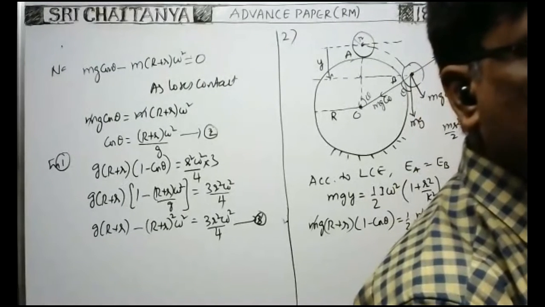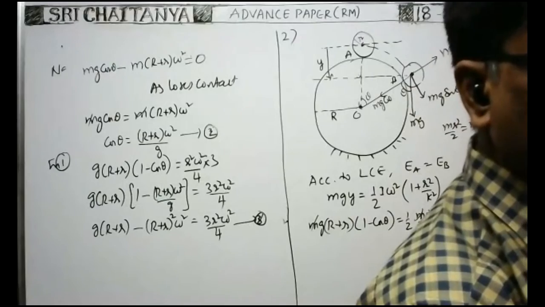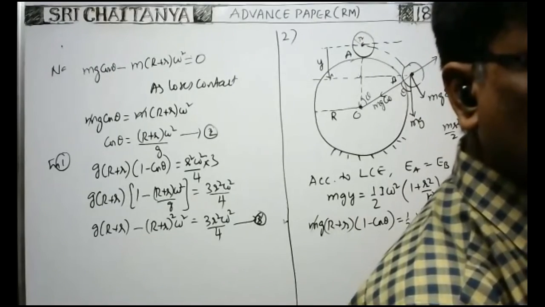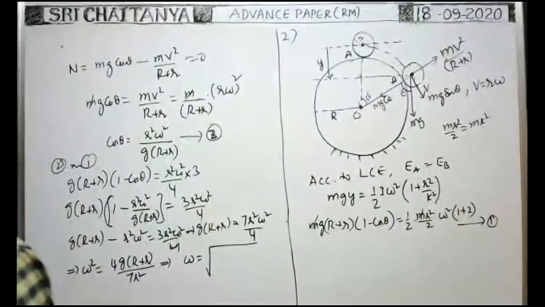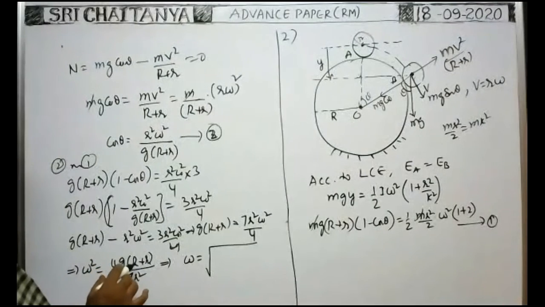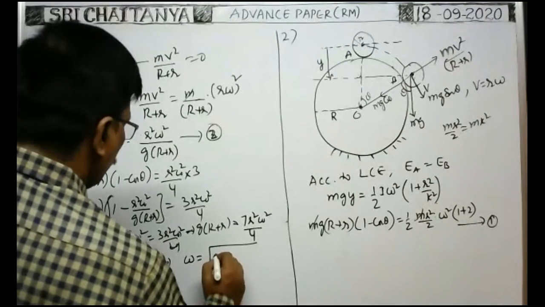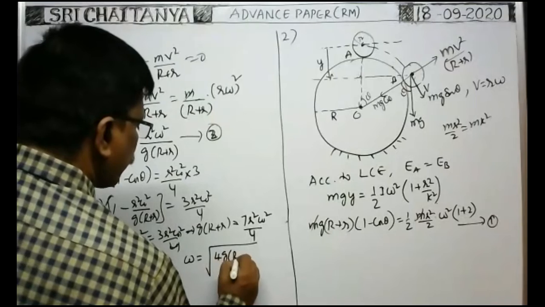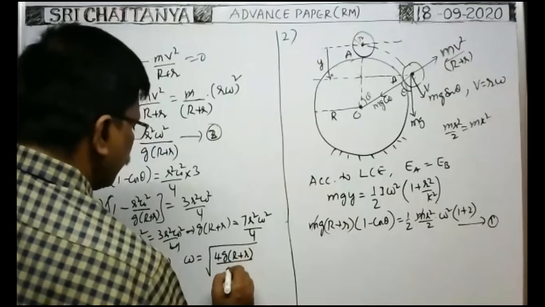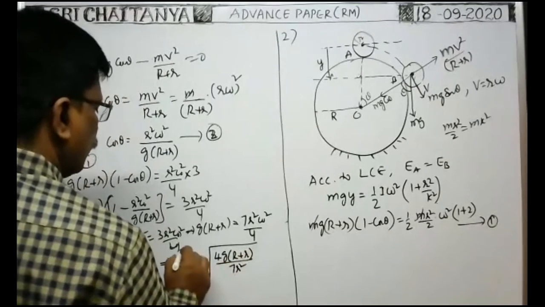Yeah, 23rd onwards, Tridev. So here omega square is equal to, we got this one. Therefore, omega is equal to 4z of capital R minus small r by 7 into r square. This is the answer.